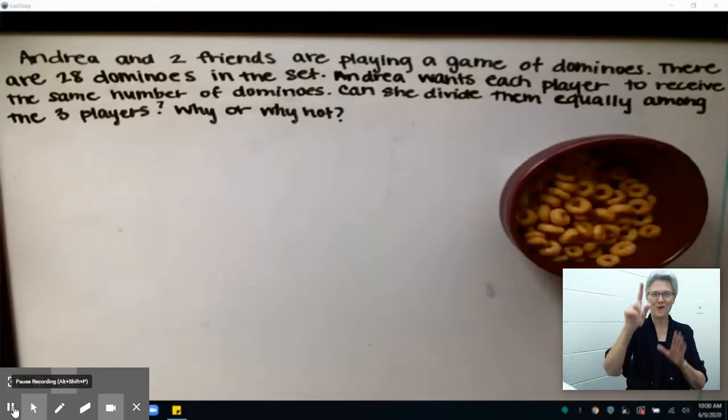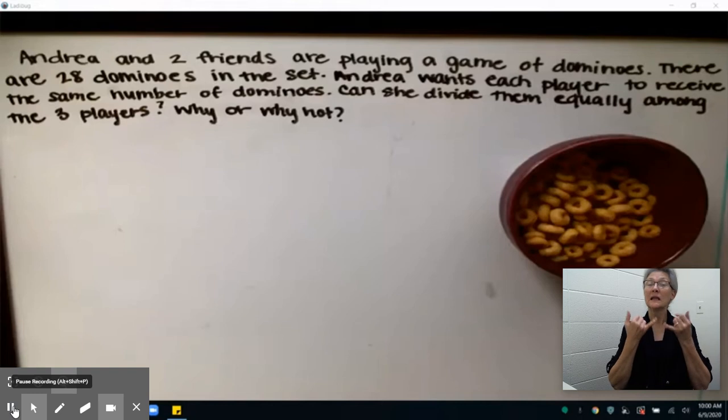Hi, fourth grade math friends. Today we're starting to think about division. Let's do that by taking a look at this problem.